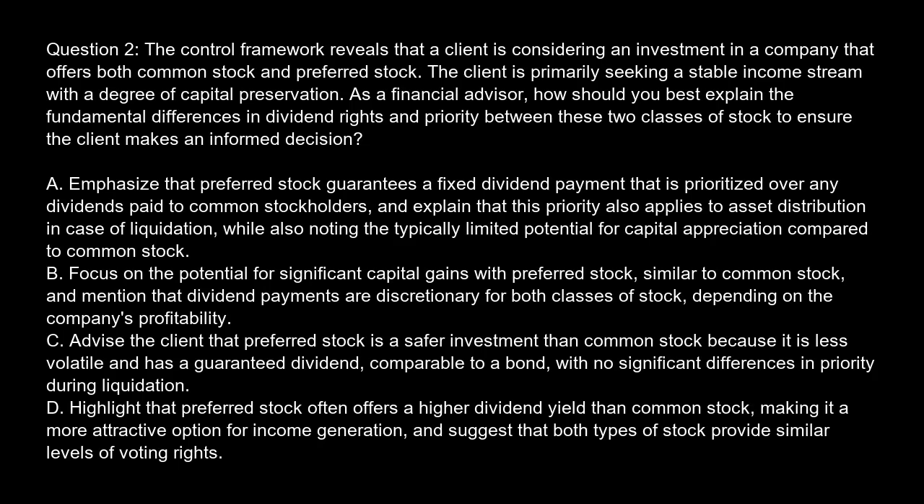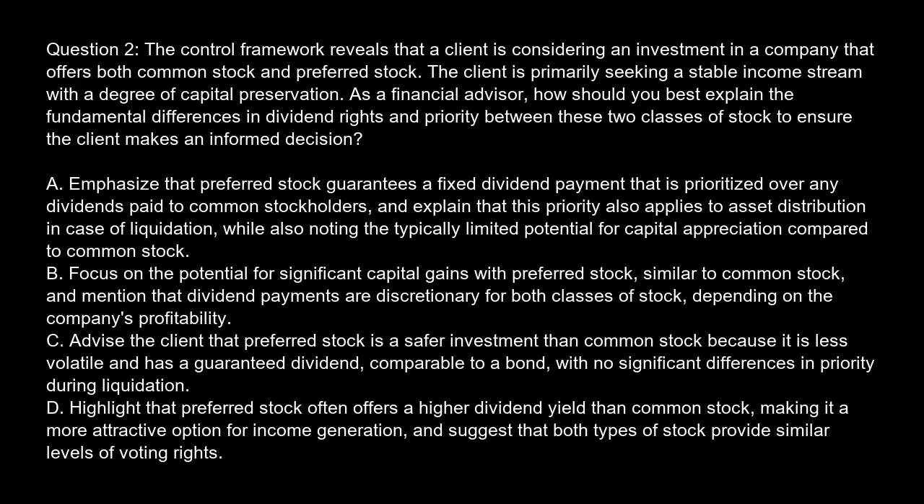Question 2. The control framework reveals that a client is considering an investment in a company that offers both common stock and preferred stock. The client is primarily seeking a stable income stream with a degree of capital preservation. As a financial advisor, how should you best explain the fundamental differences in dividend rights and priority between these two classes of stock to ensure the client makes an informed decision?